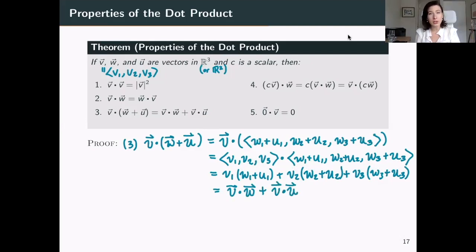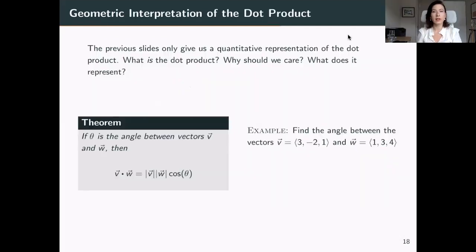I encourage you to try to prove the rest of the statements on your own. It's a good exercise to get used to using the definition, especially in the context of abstract general vectors. While we had a geometric interpretation for addition of two vectors, we don't have any idea what the dot product represents in the context of geometry of vectors.